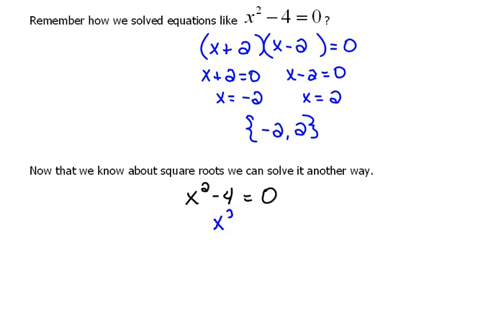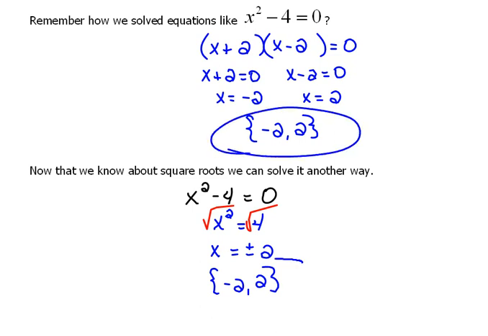So if I move my 4 over to the other side by adding 4, now we have x squared equals 4. And because we know about square roots, we can take the square root in order to undo that square. So x will have to equal the square root of 4, which is plus or minus 2. So in this case, now our solutions are negative 2 and positive 2. The exact same thing we got by factoring, we can do with the square root property.